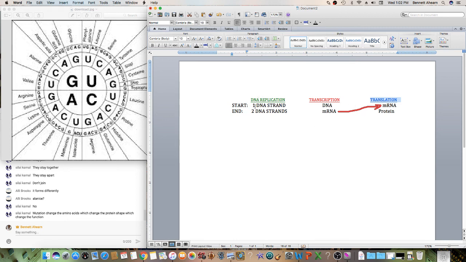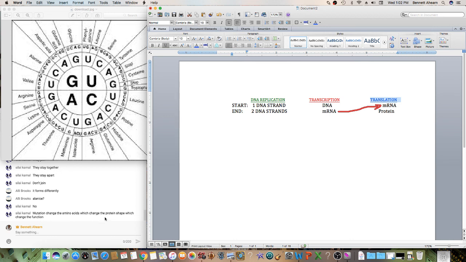DNA replication, you start with the DNA strand, you do replication, you end with 2. Transcription, you start with DNA, you do transcription, RNA polymerase makes an mRNA message, right? You go on to translation, the ribosome uses that mRNA strand, it reads it and turns the code into a sequence of amino acids that makes the proteins. Correct. That is the big picture.